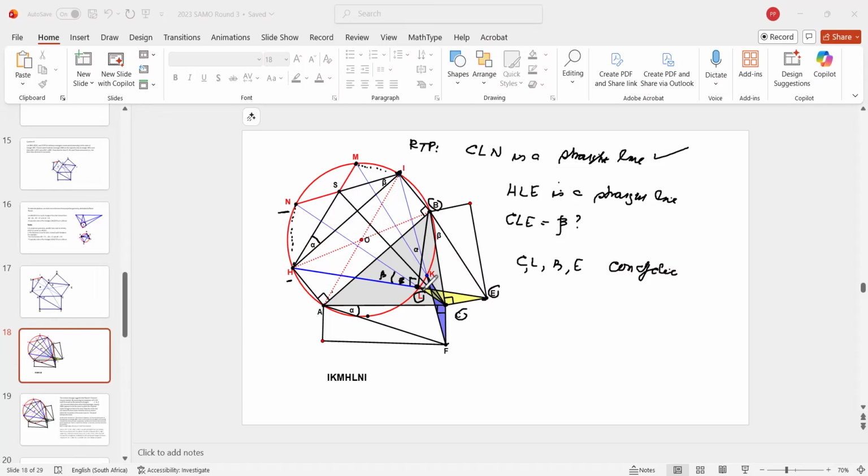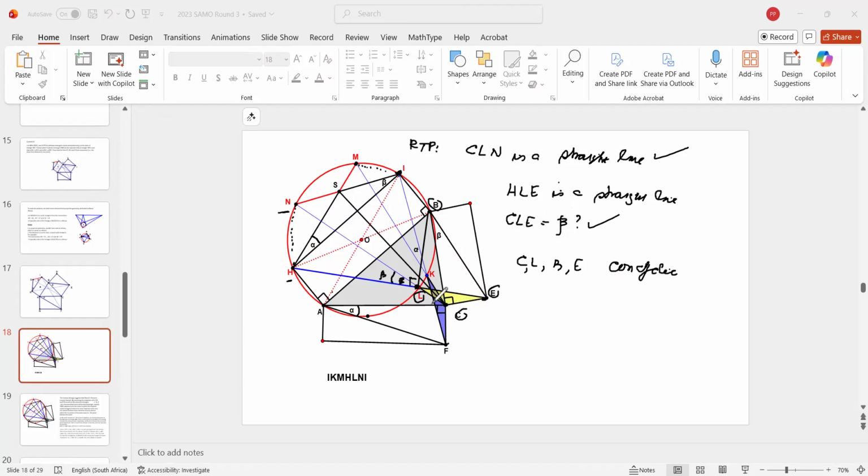But BLE is now a right angle. It's now equal to BCE, which we know to be a right angle because this is an angle in a rectangle. So BE subtends equal angles at L and C. So therefore, these are concyclic. Now, the moment you know they are concyclic, then every side, CE, subtends equal angles at the other points. So CE subtends beta at B, therefore it must subtend beta at L. So that means CLE is beta.